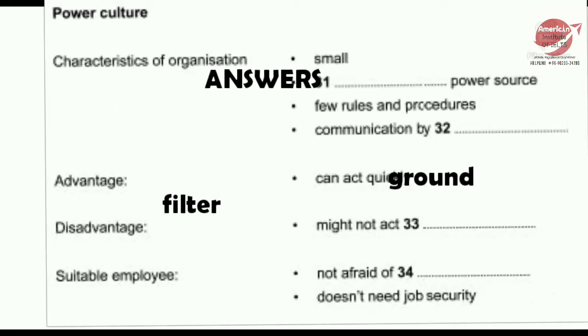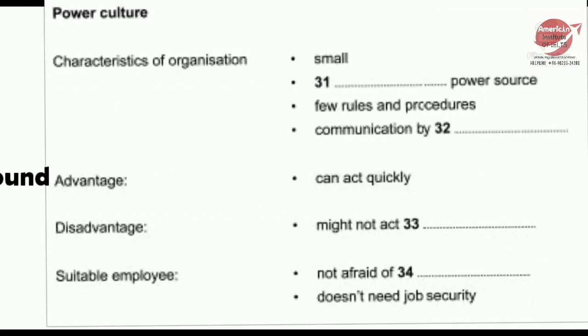Okay, students, so here is the third activity in front of you, and I have taken this fill-up activity from section 4 again. As you can see, there is a heading given: power culture. Now, power culture: characteristics of the organization. It is a small organization. So dash power source means you need an adjective here. It has a centralized power source, or a central power source. That way you need to put an adjective.